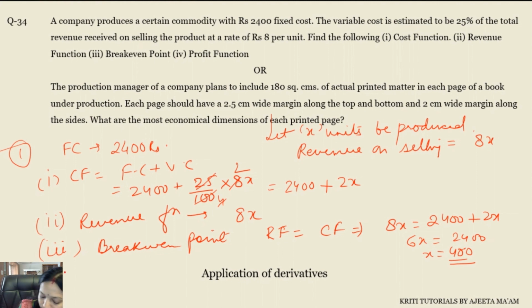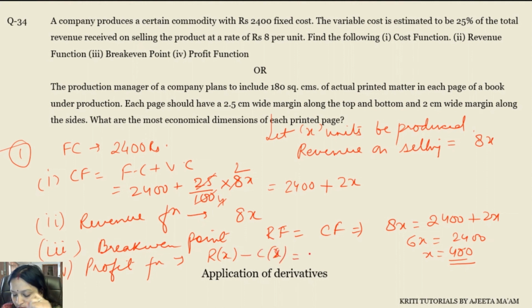Okay, now the next is profit function. Profit क्या होता है हमेशा? Revenue minus cost. Correct? So that will give you 8x minus 2400 minus 2x, which is 6x minus 2400. Again it will be according to the number of commodities. So everything depends on commodities, profit, revenue, everything. Correct? So that is what we have. It's a very simple question. Always advisable to do this question.